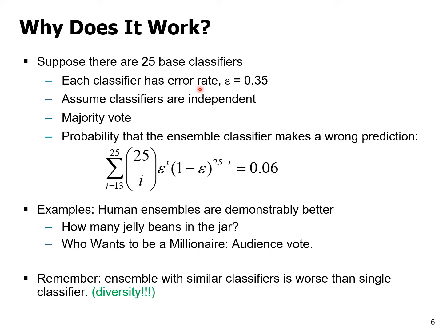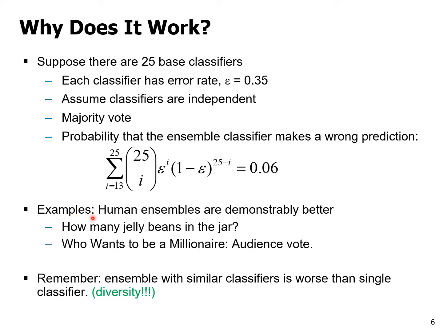So originally the error was 35%, and then by combining these 25 independent classifiers, the final error of the ensemble method is now 6%. So we can see a drastic change of error rate from 35% to 6%. So that is the beauty of ensemble learning.